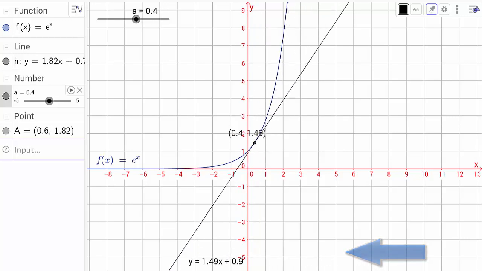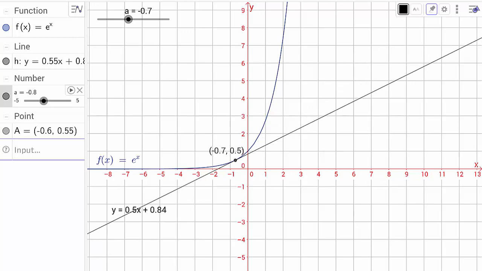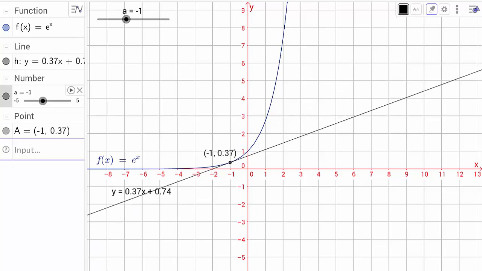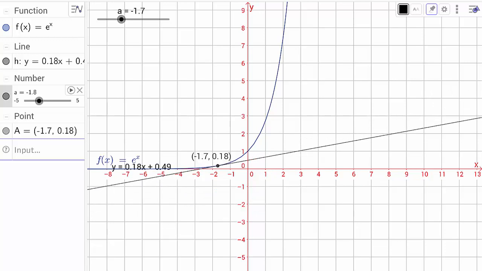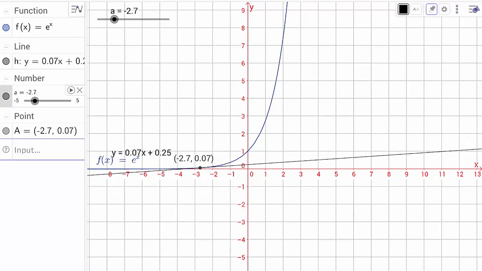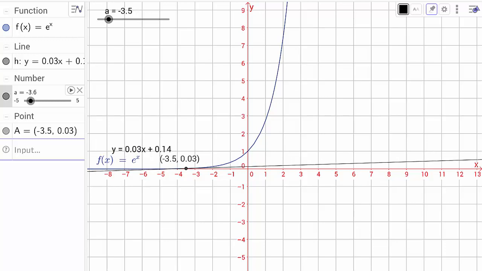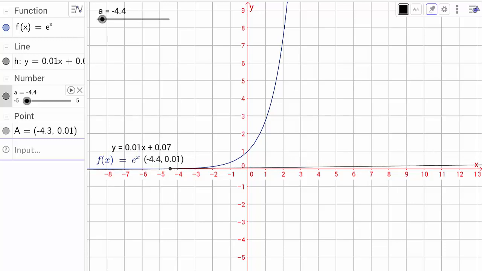And of course that will also happen when we're to the left of the y-axis. Here we have x equals -1, and so our y value is 0.37. And you can see that the gradient of the tangent line there once again is 0.37. This is the case for any of those values of x. That is, our y value will always be the gradient of that tangent. So we've seen that the derivative of e to the x is e to the x.